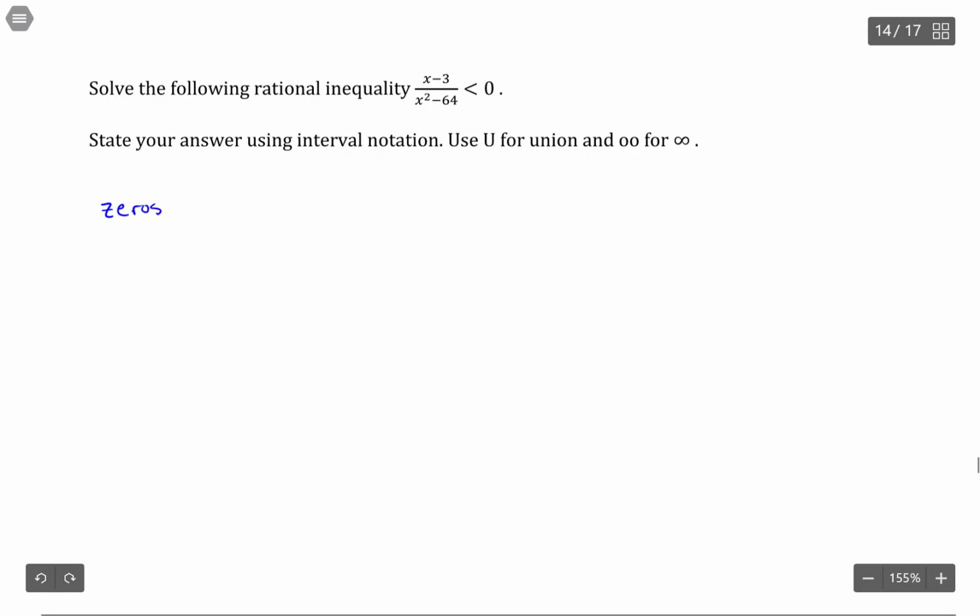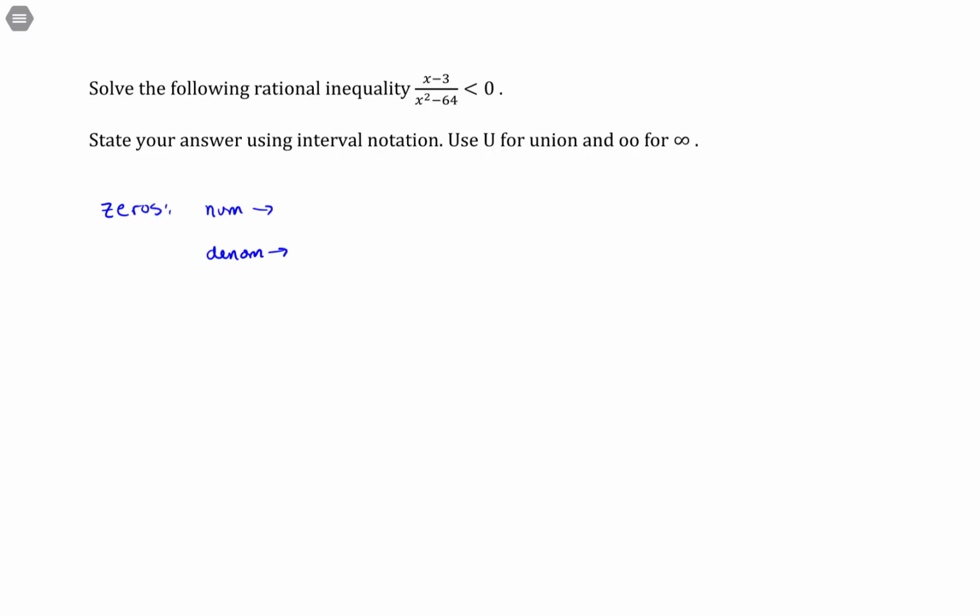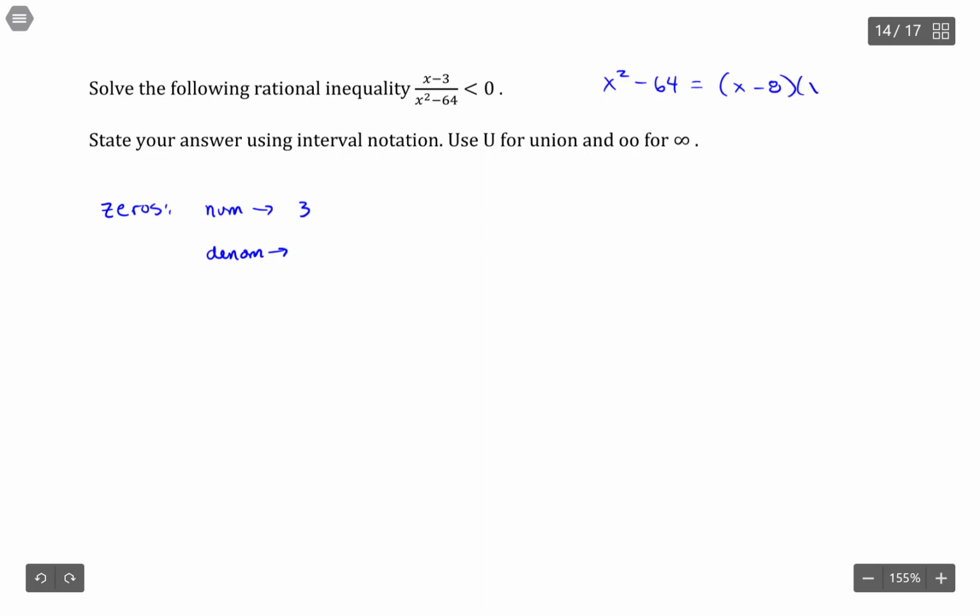So zeros, I'll label these numerator and denominator. So the 0 of the numerator is pretty easy because it's in factored form. x minus 3 gives me a 0 of 3. The 0 in the denominator, x squared minus 64, I actually need to factor that to determine what that is. So this factors, of course, into x minus 8 times x plus 8. So that means the zeros of the denominator are negative 8 and positive 8.